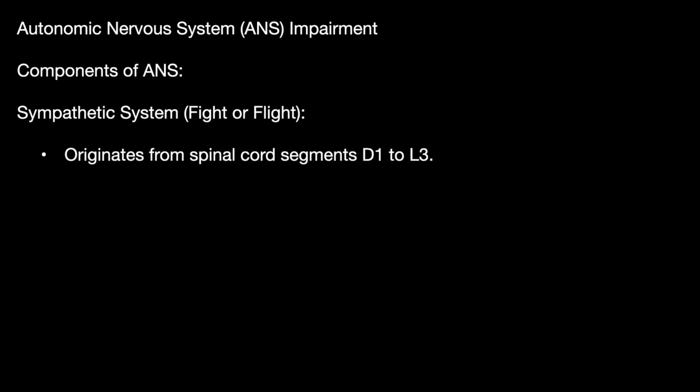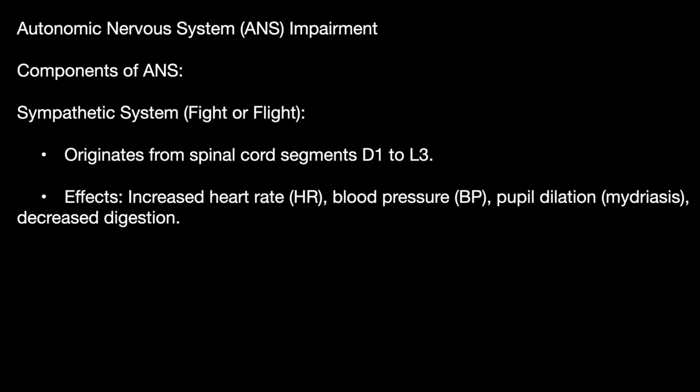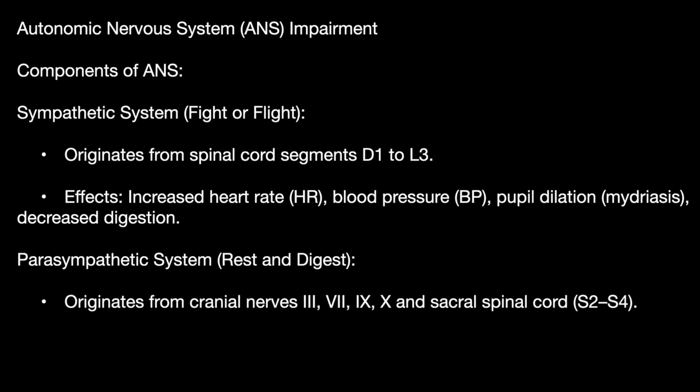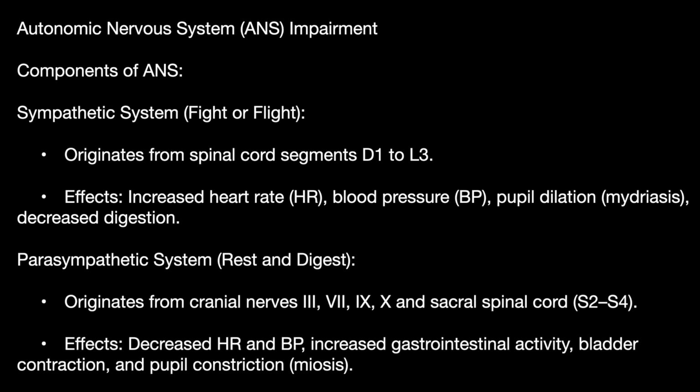Regarding the autonomic nervous system, it can also get affected. The components are the sympathetic, which originates from the spinal cord D1, D3, and it affects the increased heart rate and blood pressure and pupillary dilatation. Parasympathetic is which is originating from the cranial nerves and the sacral outflow.